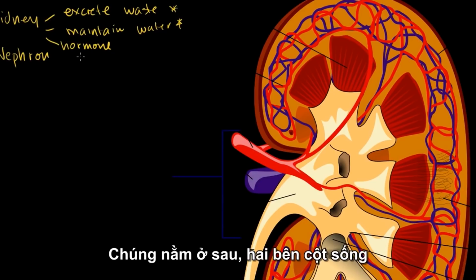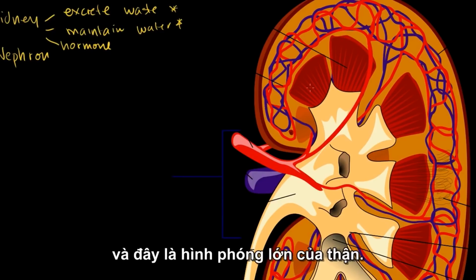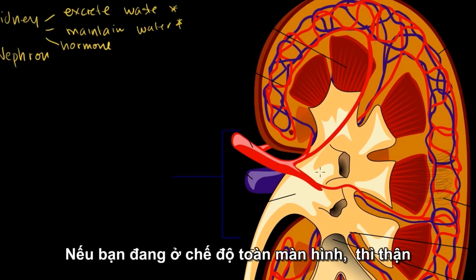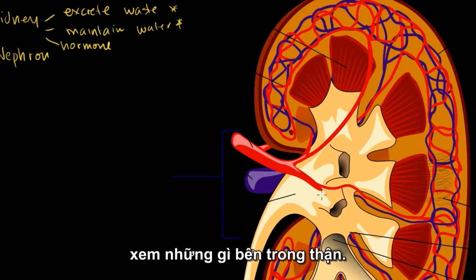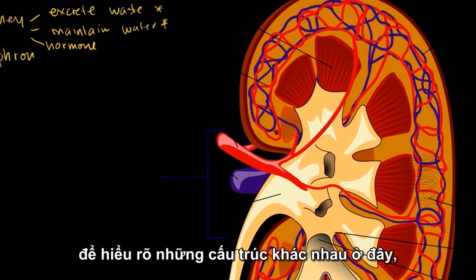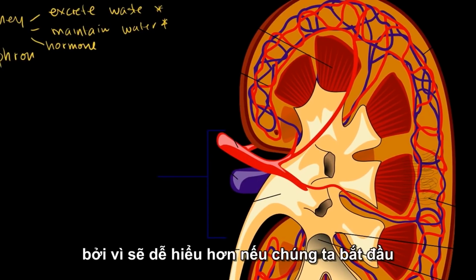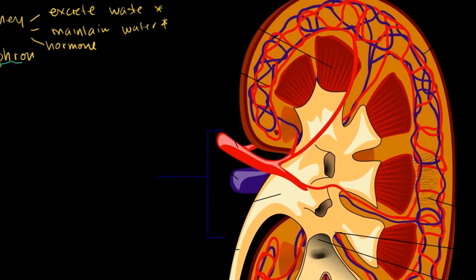And most of us have two of these. They're closer to our back on either side of our spine behind our liver. And this is a zoomed in version of it. A kidney isn't as big as, if you're watching this in full screen, it's not going to be as big as this picture is. But we've sliced it so we can see what's going on inside the kidney. And just to understand the different parts here, because it'll be significant when we start talking about the functional units, or the nephron within the kidney.